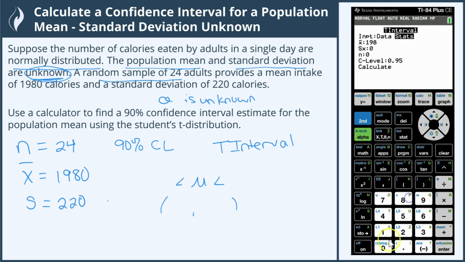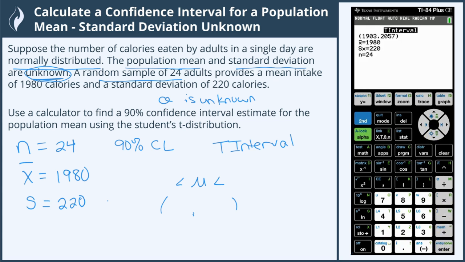X bar was given as 1,980. SX is your sample standard deviation, that was 220. Your N is your sample size, 24. And then your C level, confidence level is 90%, so 0.90. We scroll down to calculate, and this is our confidence interval.